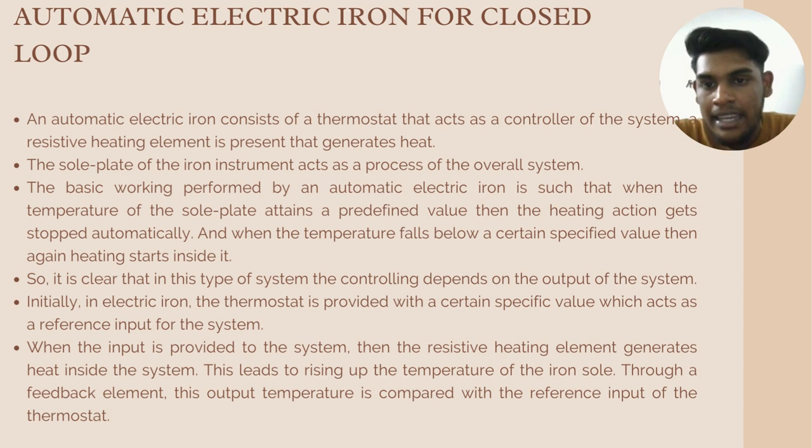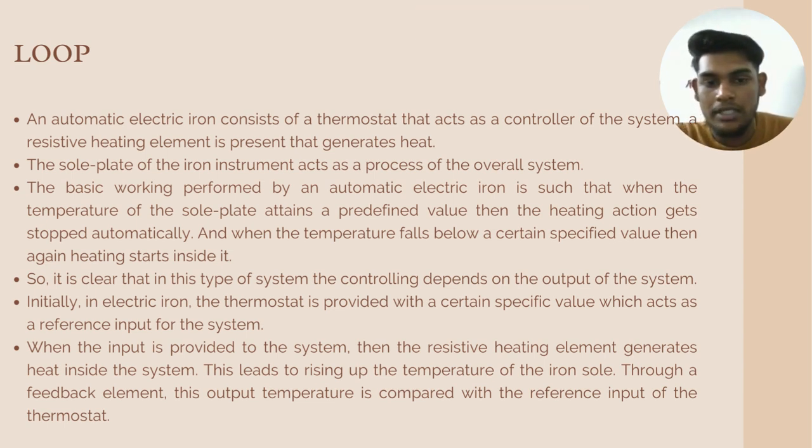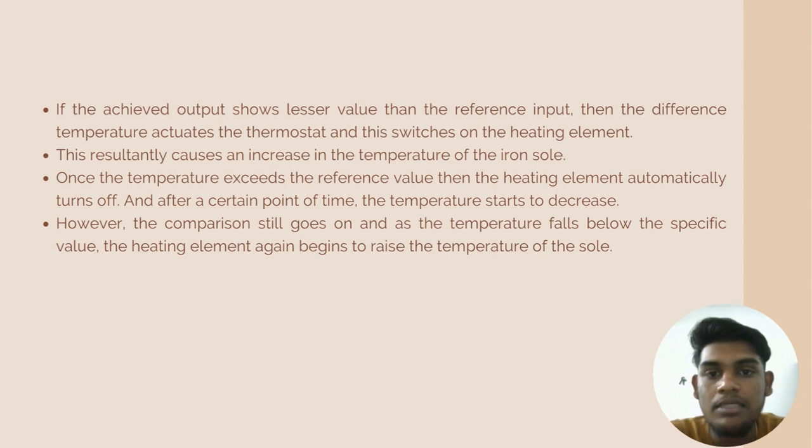So it is clear that in this type of system, the controlling depends on the output of the system. Initially, in the electric iron, the thermostat is provided with a certain specific value which acts as a reference input for the system. When the input is provided to the system, the resistive heating element generates heat inside the system, which leads to a rise in the temperature of the iron sole through a feedback element. This output temperature is compared with the reference input of the thermostat. If the achieved output is lower than the reference input, then the difference in temperature actuates the thermostat and this switches on the heating element.